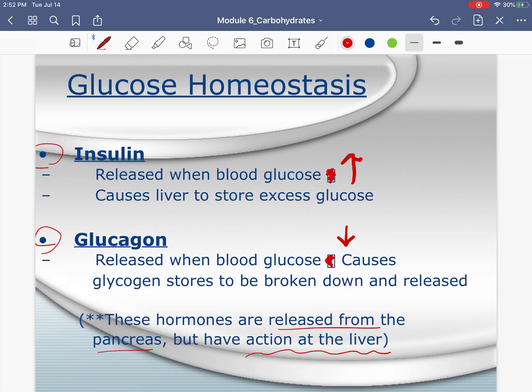And then the opposite is true of glucagon. It's released when blood glucose all of a sudden drops. Glucagon is released from the pancreas, but again goes to the liver, and it tells the liver to break down the glycogen stores into glucose, which means that our initial problem was that our blood sugar is too low, but then with glucagon, we release glucose back into the bloodstream to bring it back up to normal.